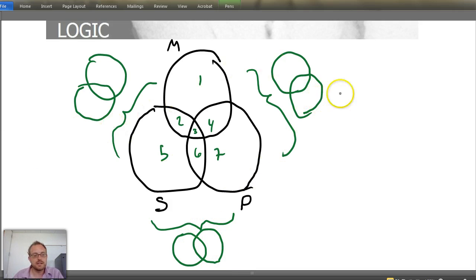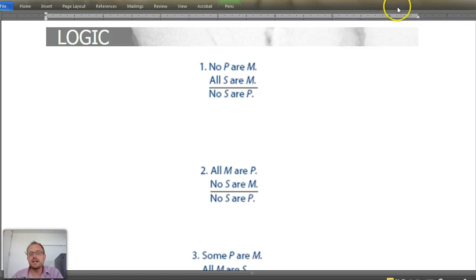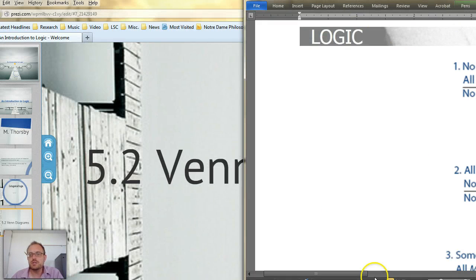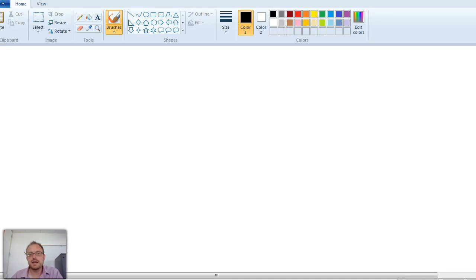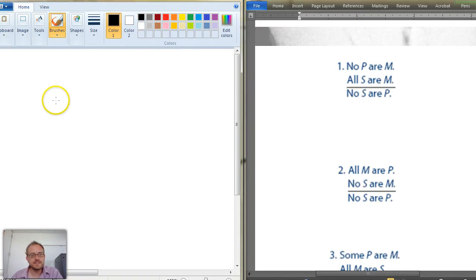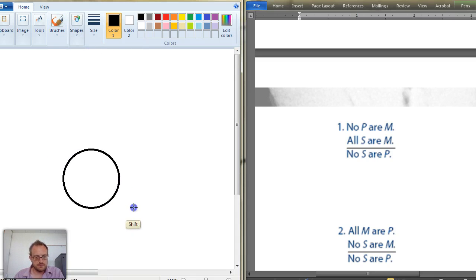So let me give you an example here. Let me scroll up here and give you an example here. We'll start with this example. No P or M. How do we diagram that? I'm going to switch programs here for a moment because it'll make it a little easier to do this. Okay, use the paint program. Okay, so let's imagine we want to diagram this, no P or M. How are we going to do it? Well, first off, the first thing you do, as I mentioned, is you're going to start off by drawing your circles. So let's grab some circles here.